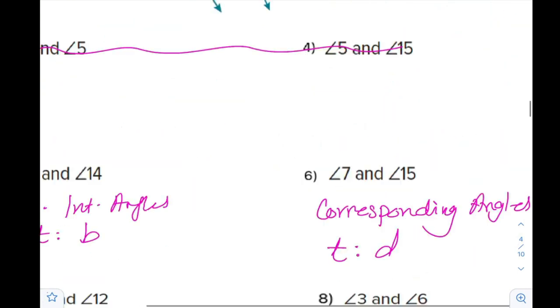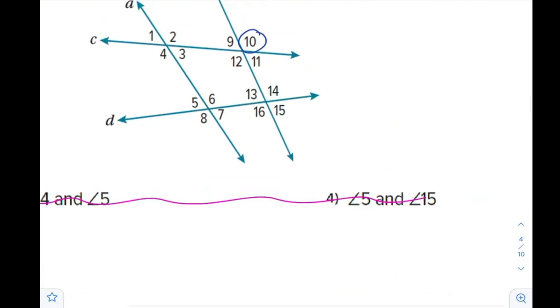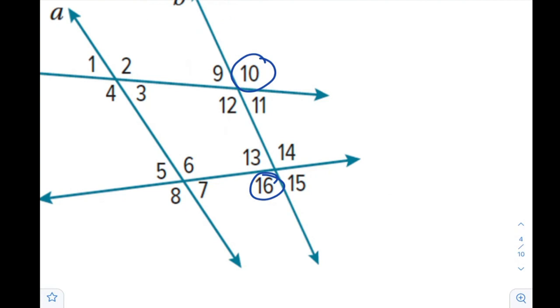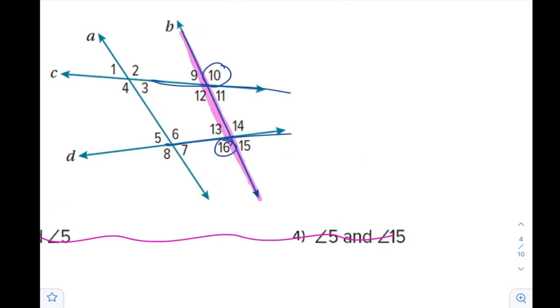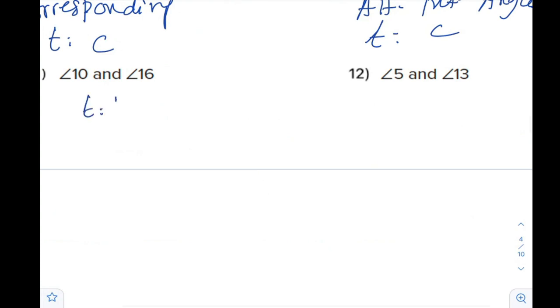Okay, now angle 10 and 16. Look at 10 and 16. 10 and 16 may be a little bit annoying. This is 10 and 16. Both lie on this transversal, and this transversal is cutting this and that line. That means we have two exterior angles, and each of them is lying in the opposite direction of the other. So angle 10 and 16 are exterior angles, both lying on transversal B. So we have alternate exterior angles.